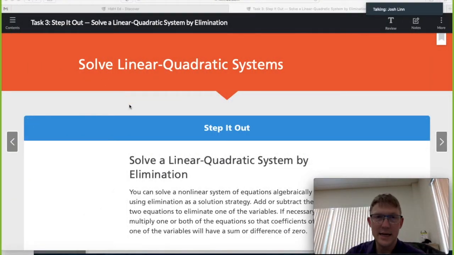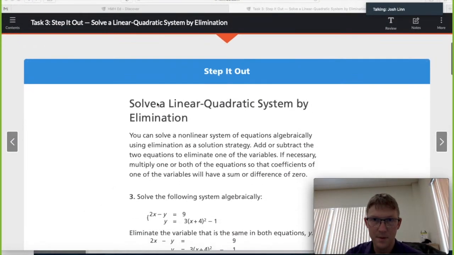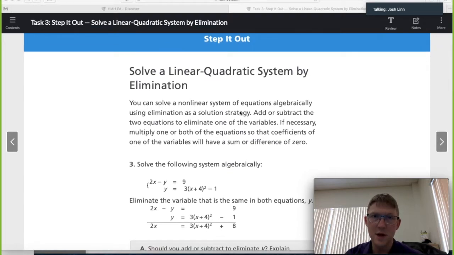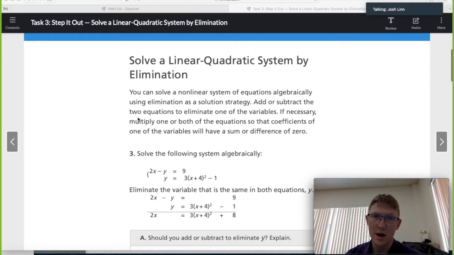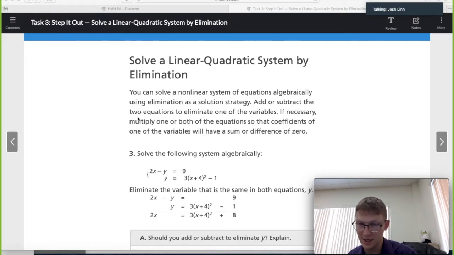So now let's actually do it algebraically. You can solve nonlinear systems of equations algebraically using elimination as a solution strategy. Add or subtract. So this is a way to solve these things called elimination.